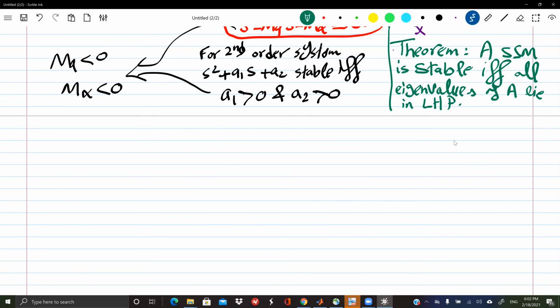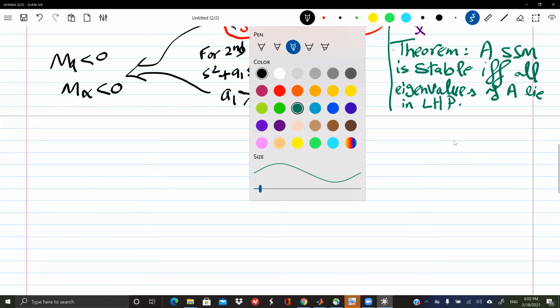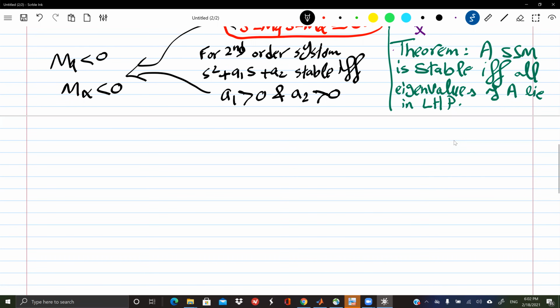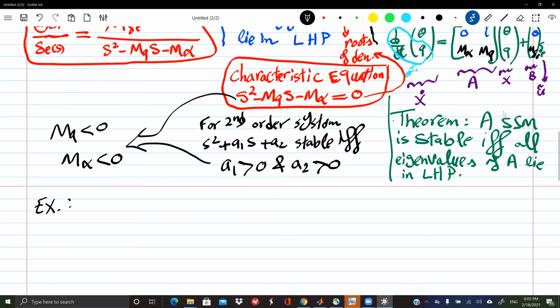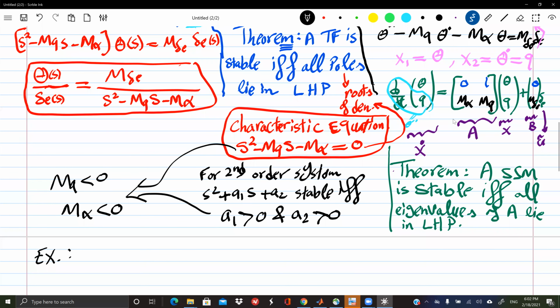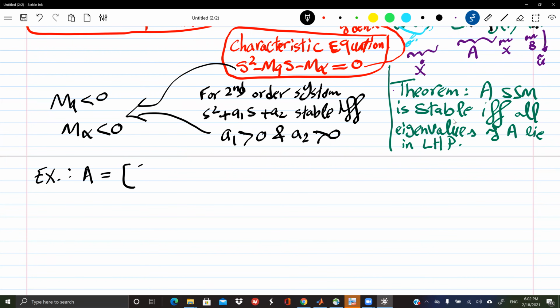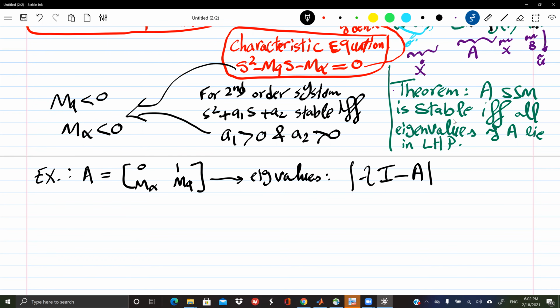So let's have the example. Our example, the state space model. We already got it here. So my A matrix was 0, 1, M alpha, MQ. This is my A matrix. Let's get the eigenvalues, please. How do you get the eigenvalues? The eigenvalues are always given by the determinant of lambda I minus A equals 0. So let's get it together.